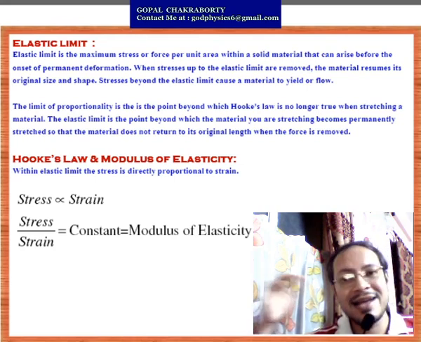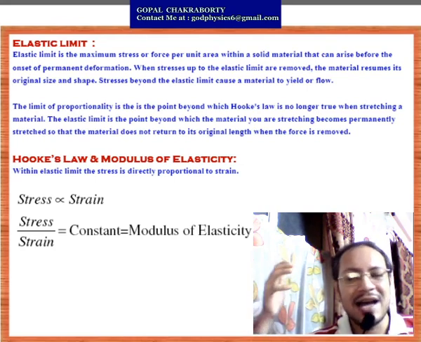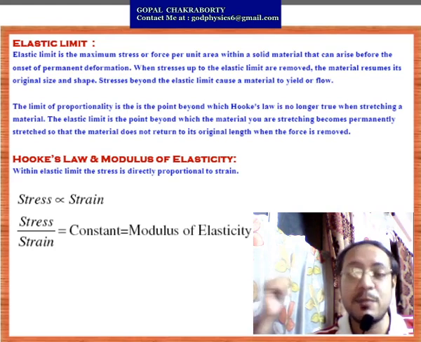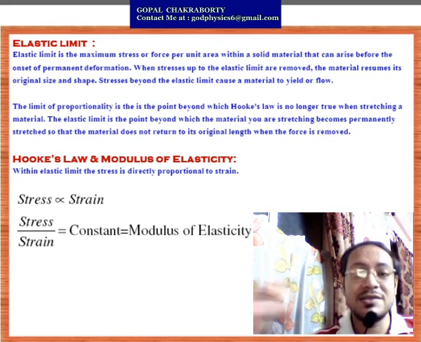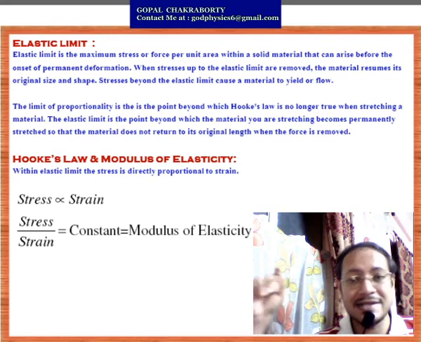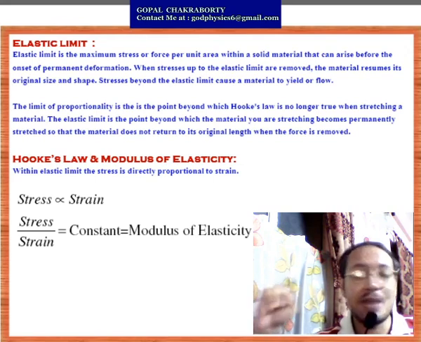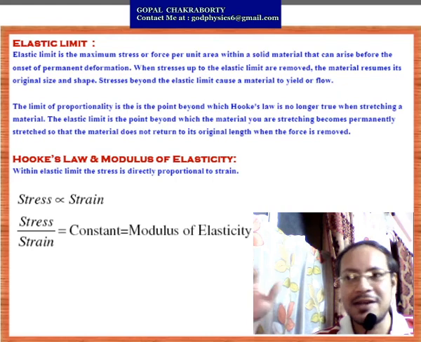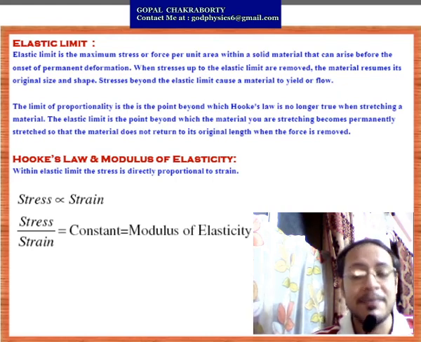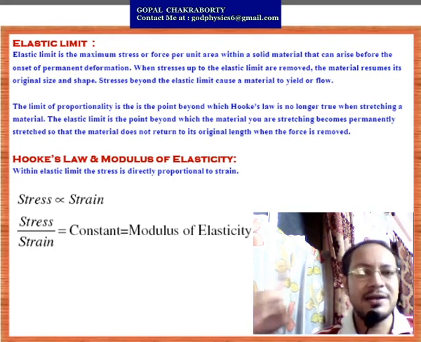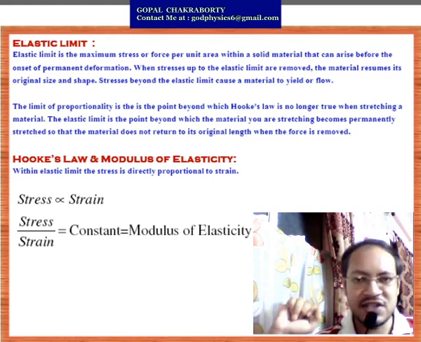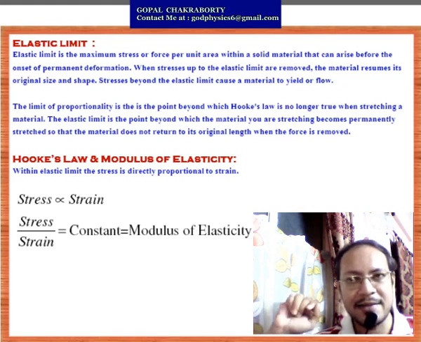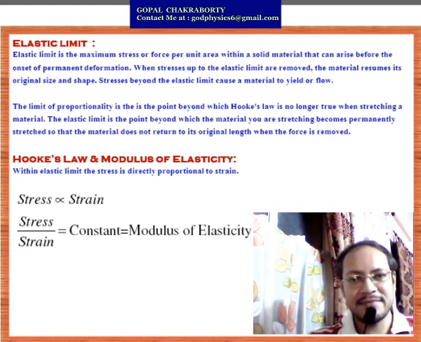So within that elastic limit, Hooke states that stress is proportional to strain, and that is Hooke's law. So stress by strain equals a constant, and that constant is termed as modulus of elasticity, which only depends on the material. If you change the temperature, the size, the shape, or the length, it doesn't matter. It will depend only on the property of the material. If you change the material, then only that modulus of elasticity will change. So this is Hooke's law. Within elastic limit, stress is proportional to strain.